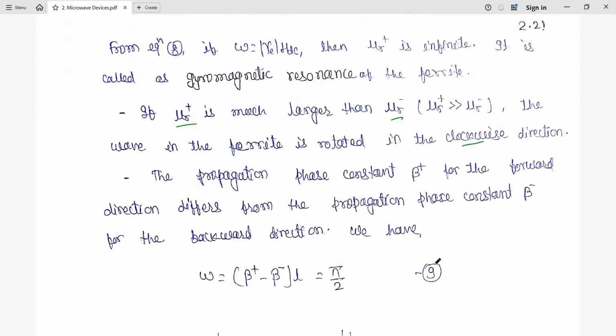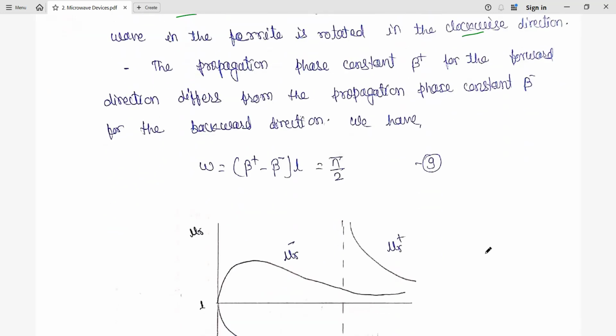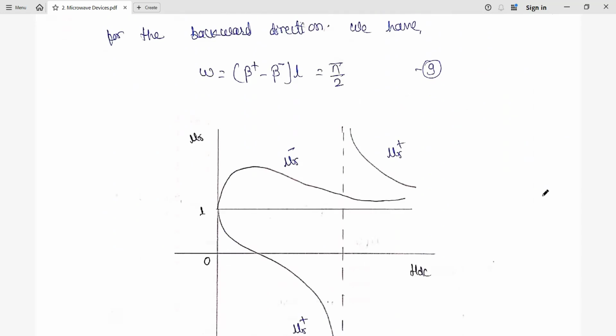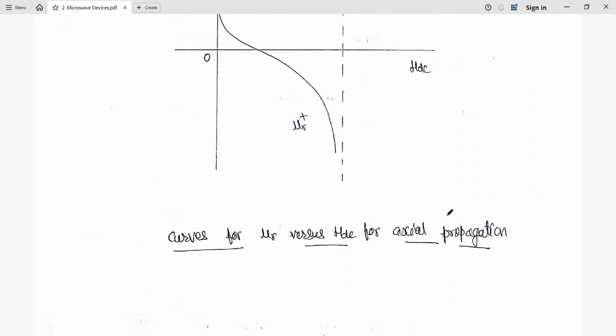Now in this situation, we have the phase constant beta plus, which is going to be different from beta minus. Beta plus is in the forward direction, beta minus is in the backward direction. So finally omega equal to beta plus minus beta minus into L, that is pi by 2. This is the different situation when we have mu r plus minus corresponding to the DC magnetic field. The graph is drawn here, showing axial propagation of mu r versus H DC.